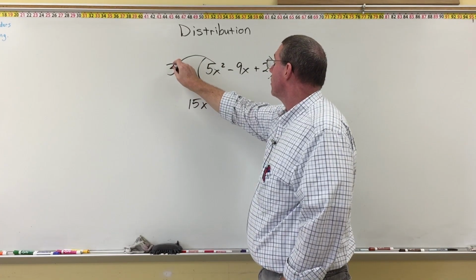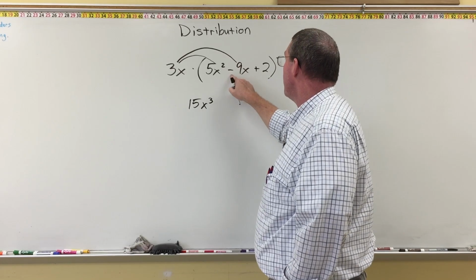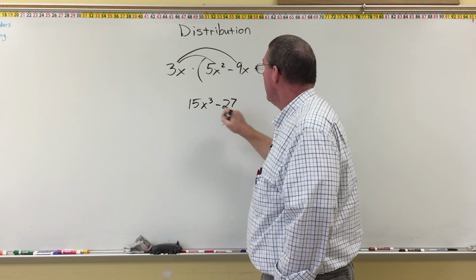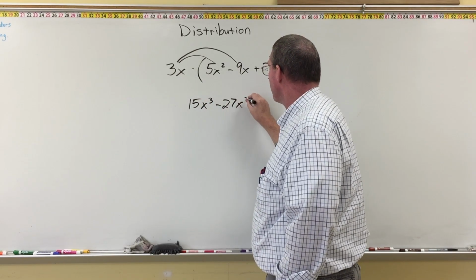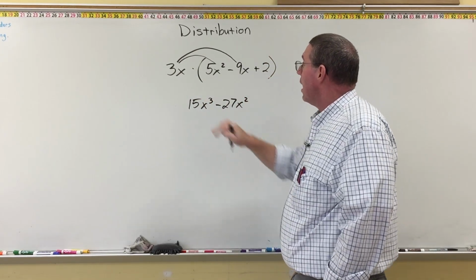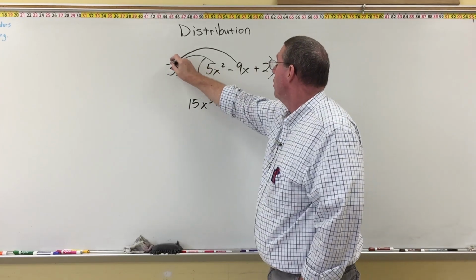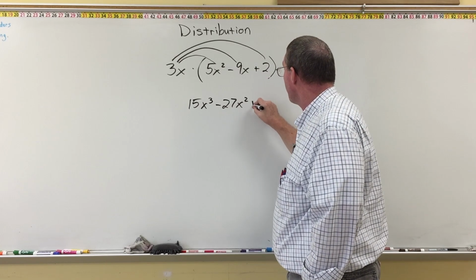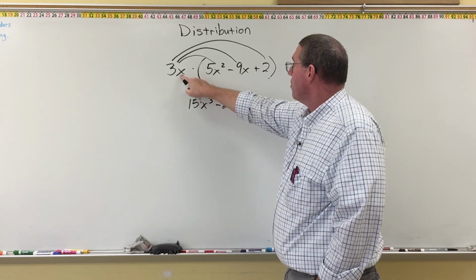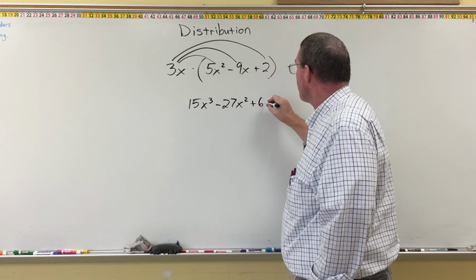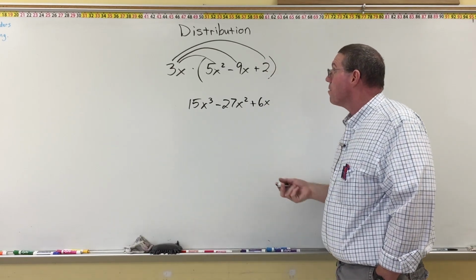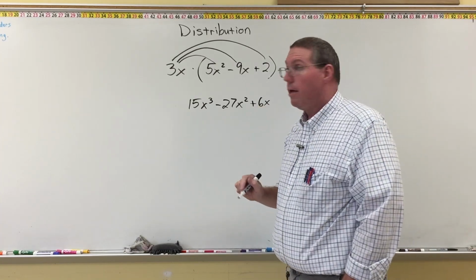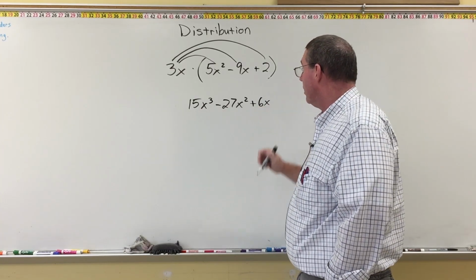Now our second product is going to be 3x times negative 9x. 3 times negative 9, that's negative 27. X times x, that's x squared. And then we have 3x times positive 2. 3 times 2 is 6, so that's plus 6. There's an x here. There aren't any x's here, so that gives us just one x. And as you can see, we wound up with 1, 2, 3 products. And so we have 1, 2, 3 terms.